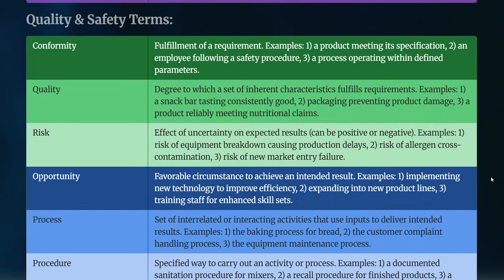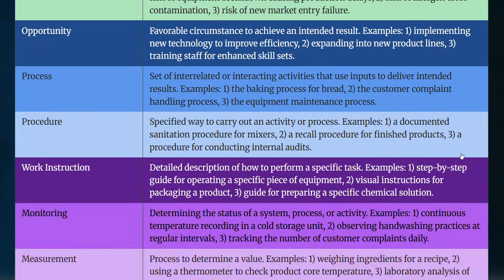Then you will hear about the process in quality and safety context. Process means a set of interrelated or interacting activities that use inputs to deliver intended results. Example, you have the baking process for bread, or the customer complaints handling process, or the equipment maintenance process. Those are all types of processes.